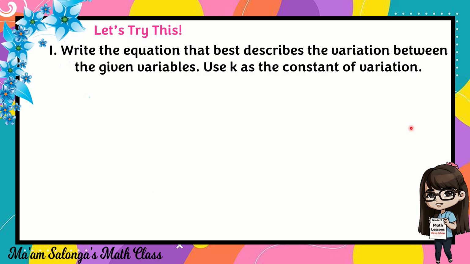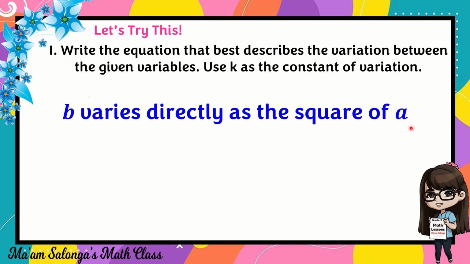So let's try this example. Given a variation statement, we will translate it into mathematical equation. First, we have b varies directly as the square of a. Remember, b is the dependent variable that varies directly to the independent variable. So take note of the word square of a. Kapag sinulat niyo yan, dapat meron siyang exponent na 2 kasi square. So we have b equals a squared. At dahil siya ay direct variation, we will multiply the constant to the square of a. So we have now b equals ka squared is the mathematical equation of this statement.